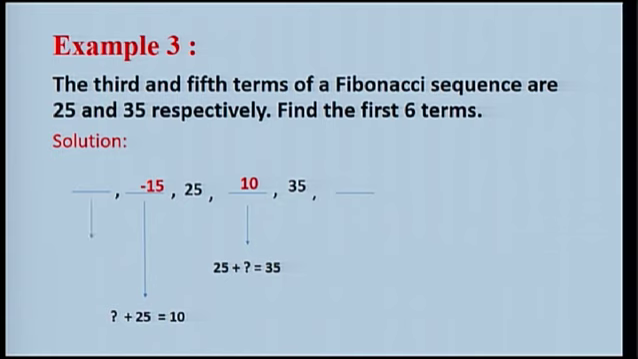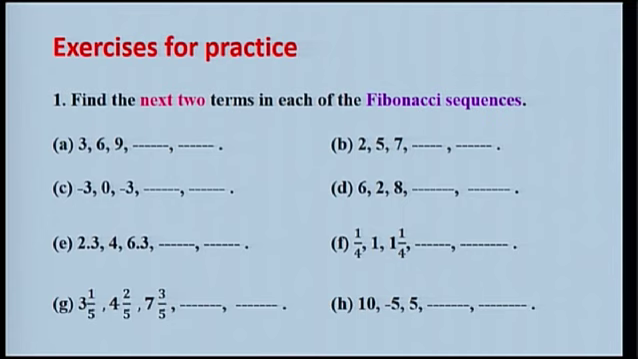For the first term now, which number added to minus 15 will give me 25? So it's going to be 40. 40 plus minus 15 is 25. And now we are left with the last term. So the last term is just 10 plus 35, which is 45.